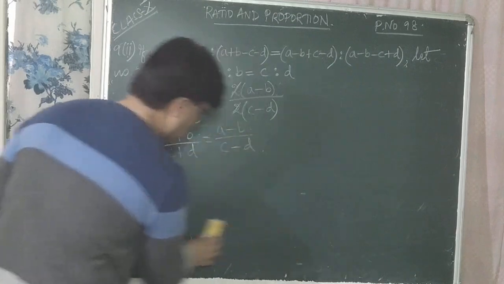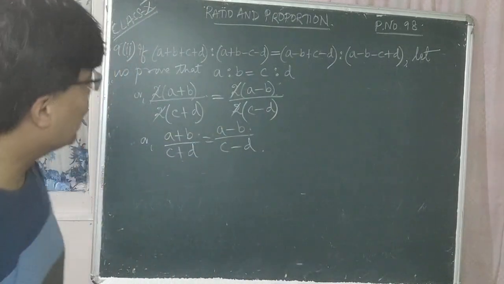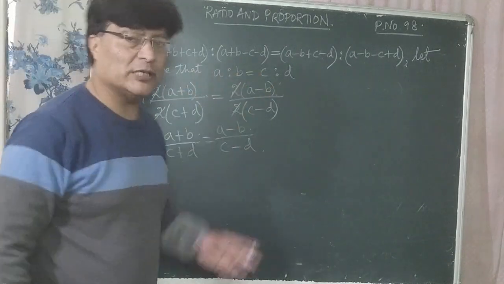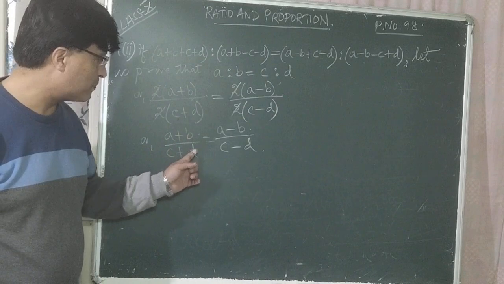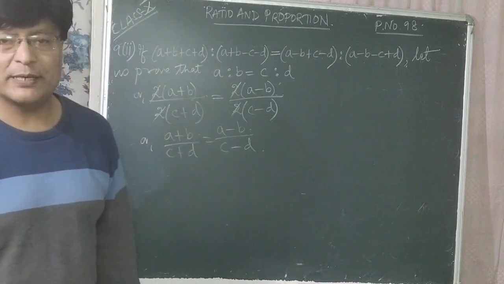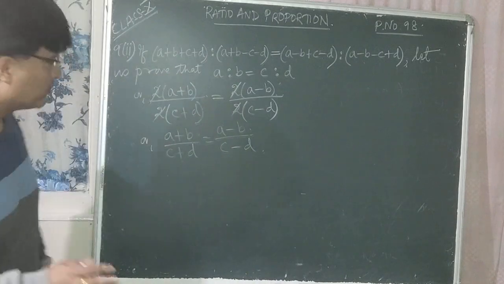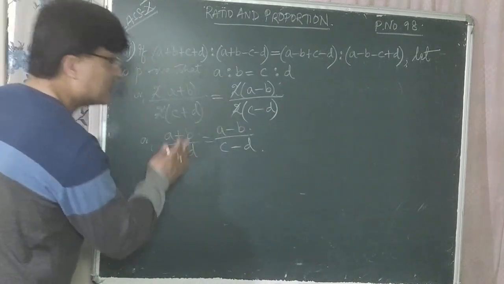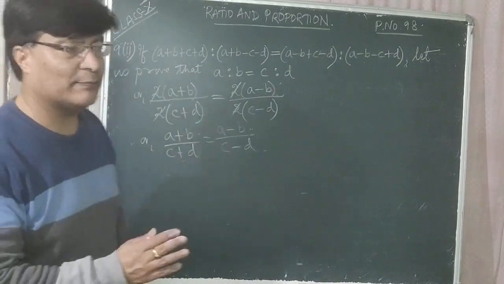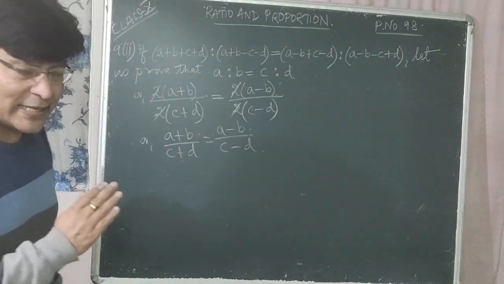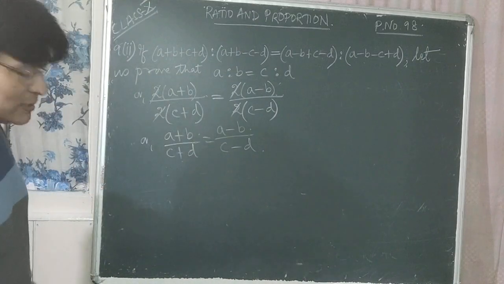But the answer is not proved here. You have to prove that A is to B is equal to C is to D. But here we have A plus B upon C plus D is equal to A minus B divided by C minus D. Similarly, as in the previous problem, let us keep the terms containing A and B on the left hand side and C and D on the right hand side. Then again you can use componendo and dividendo.